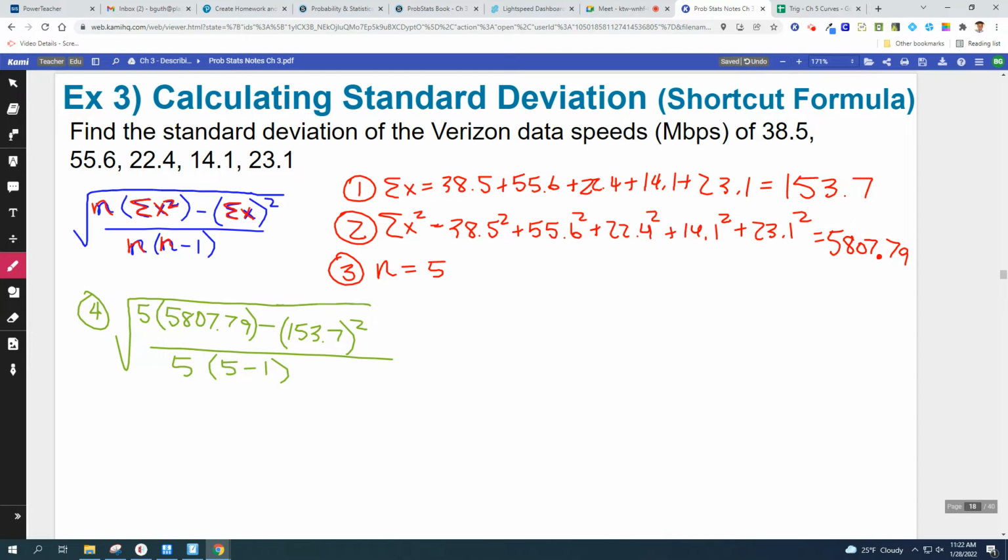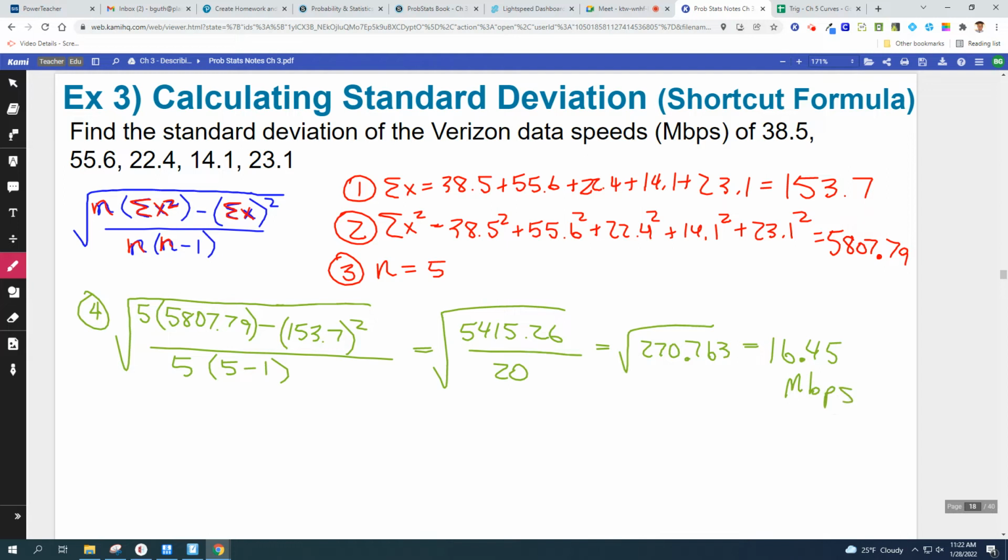And so if you've got calculator skills, you should be able to type that in. It's going to end up simplifying a little bit. The top is 5415.26. And then on the bottom, we've got 5 times 4 is 20. If you divide 5415.26 by 20, you get the square root of 270.763, and that number might look familiar from before. We take the square root, and we're going to get 16.45 megabits per second.